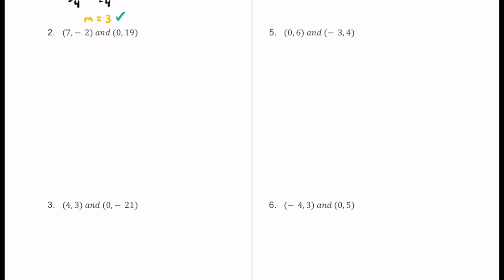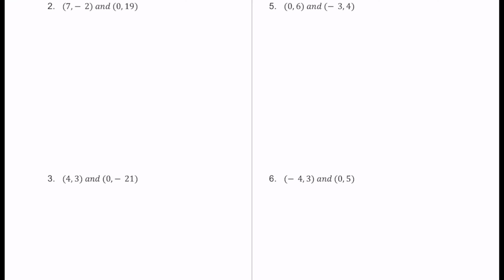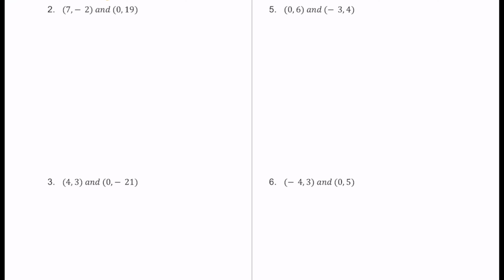All right, let's check out number 2. For number 2, we have 7, -2, and then 0, 19. It looks like we're given another free point here, which is really nice. The 0, 19, that's our b value. b is equal to 19. We know that right away.